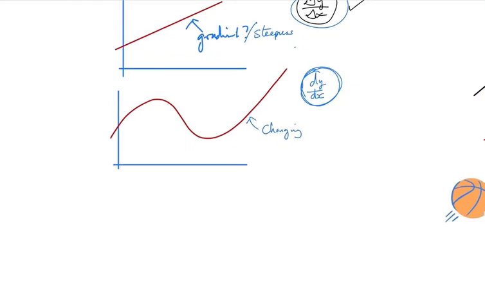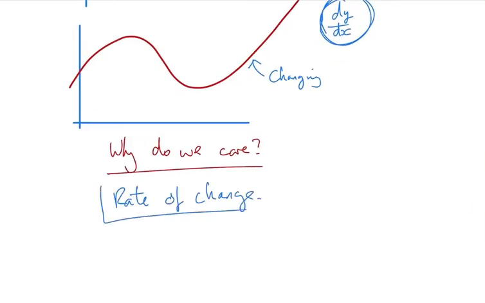Now, another question you might ask is, why do we care so much about finding the gradient or differentiating? Well, we give so much time to this thing. What's the point? Well, rate of change is an incredibly important concept in maths and physics. It's about how quickly is something changing. Is it getting faster? And if so, how quickly is it getting faster?